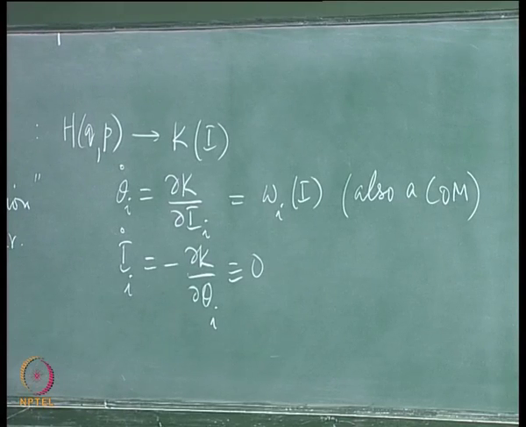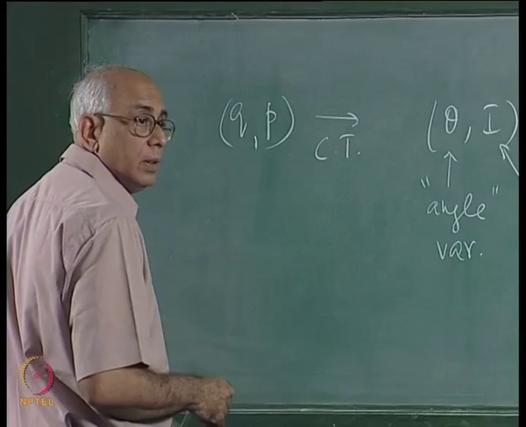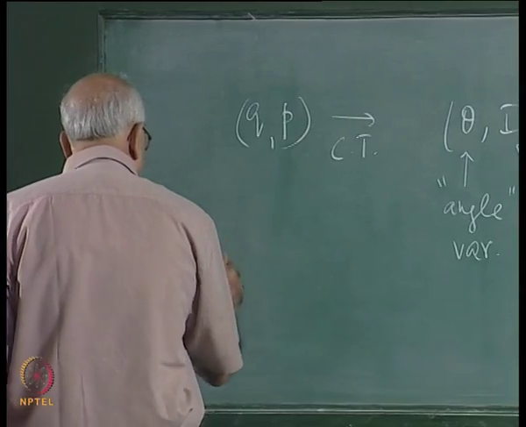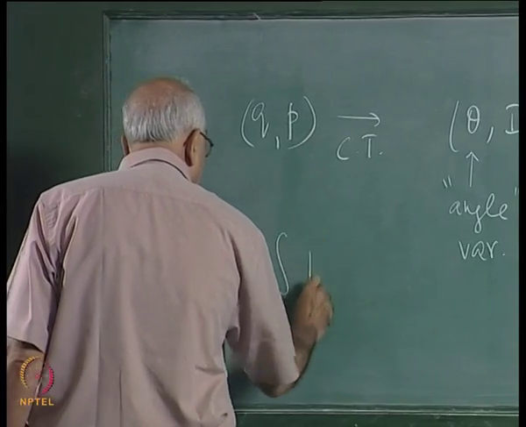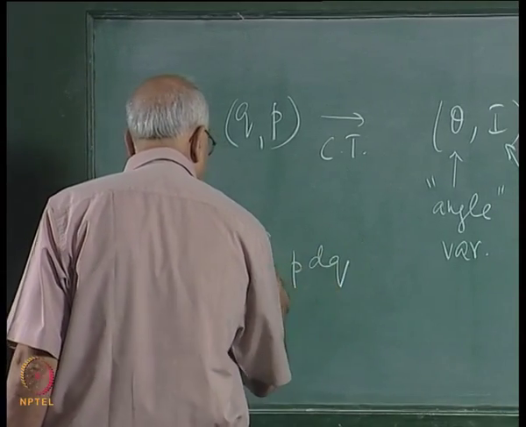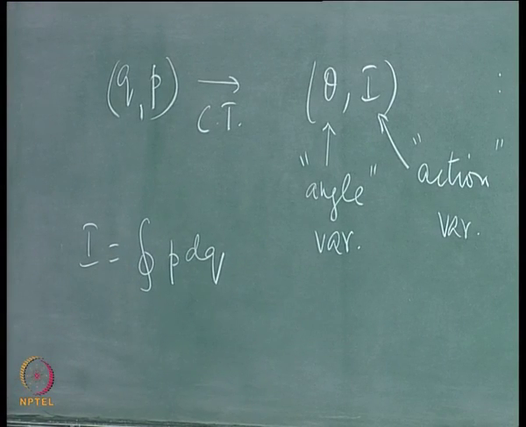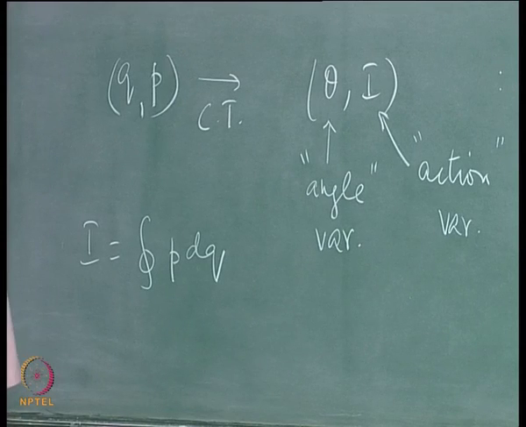Now the question is, can we compute this action for specific instances? In the case of a one-dimensional problem, one degree of freedom, the answer is straightforward. The action is in fact the integral of p dq. For each periodic motion, the action is just the integral of p dq over the full period.